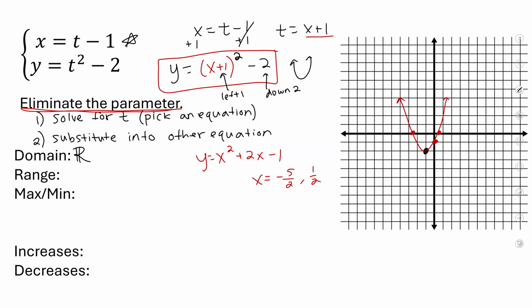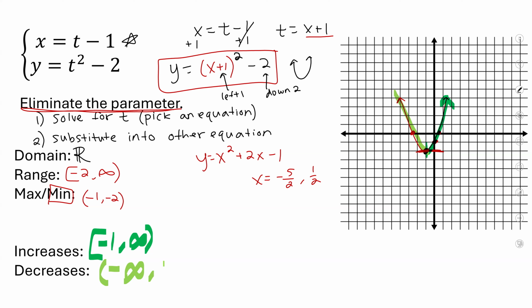All right, so your range, the very bottom is at -2. So that's -2 to infinity. You have a minimum, you don't have a maximum. Your minimum is at (-1, -2). Let's talk about where it increases and decreases. It increases from here to here. That is -1 to infinity. And it decreases from this side to here. So that's negative infinity to -1.